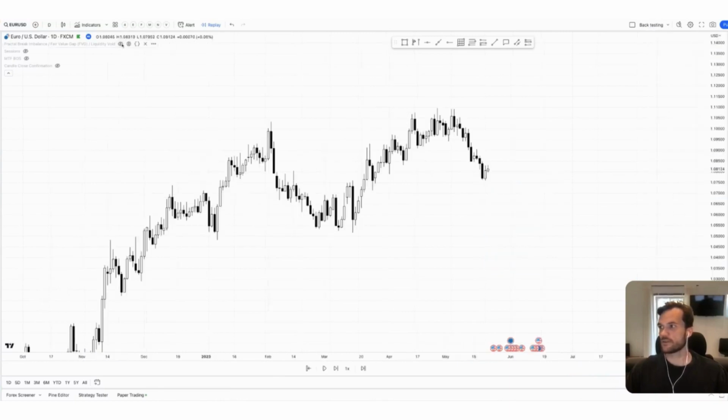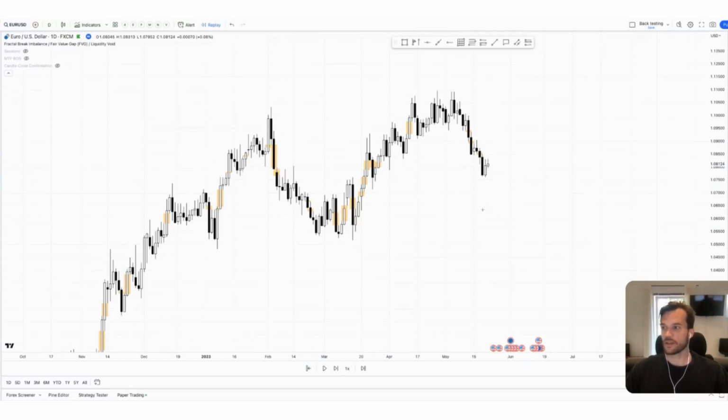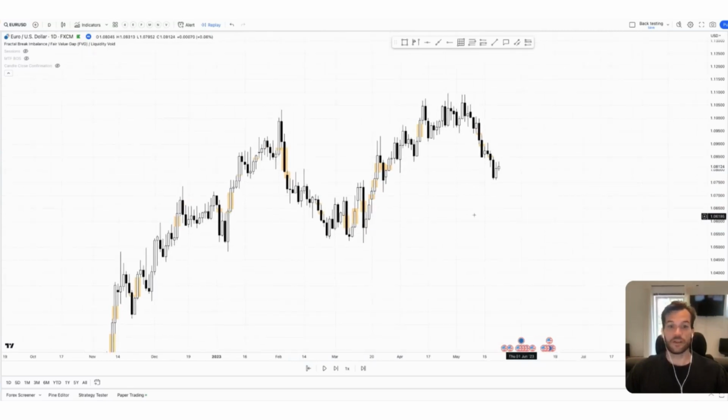Quick thing. I'm going to turn these on this time, because I did miss a couple of imbalances since I didn't have these marked. This is an indicator that just marks out the imbalances with orange. You can change the color to whatever you want, but it makes them easy to see and note, so I don't miss them like I did in the last video, which is kind of hilarious actually.